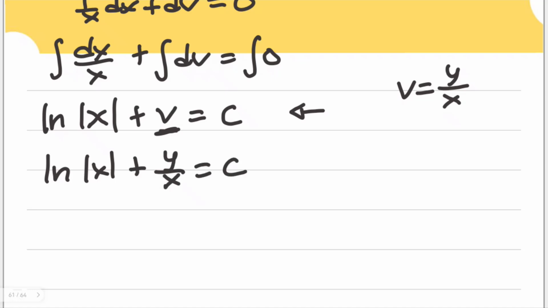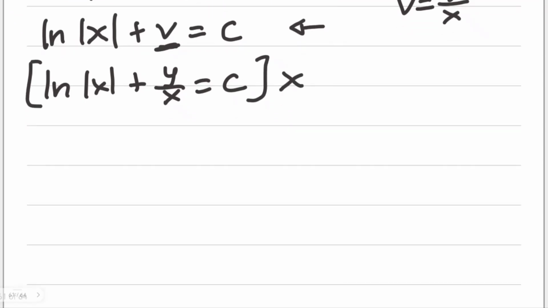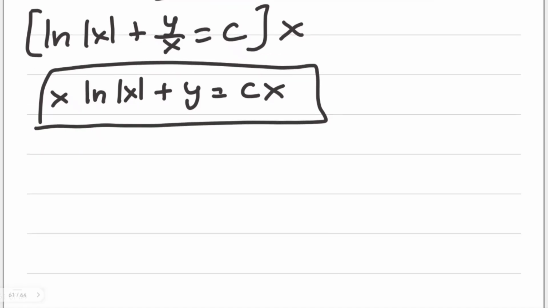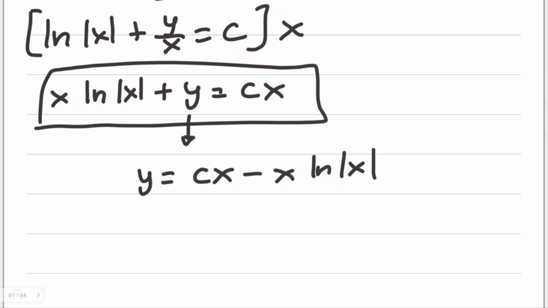If you don't like this, you can always multiply all terms by x. And finally, you will get your solution: x natural logarithm of x plus y is equal to cx. And this is already the solution. Or if you would like to get the representation in terms of y, you can have y is equal to cx minus x natural logarithm of x. You can also have this. This is now the solution for this homogeneous equation.